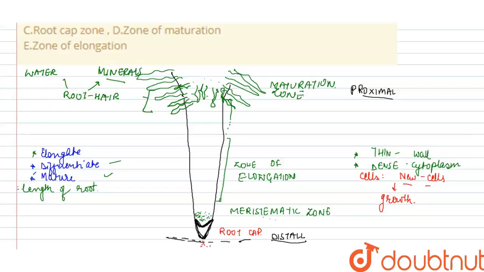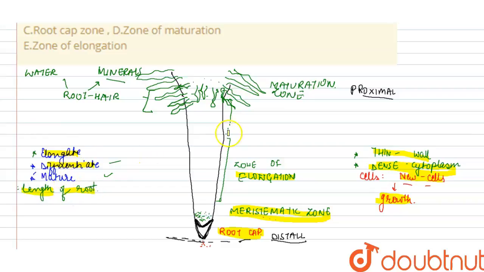Now we'll go back. The root cap covers the root and protects it. It is the most distal part. Above the root cap is the zone of meristematic tissue, which is thin walled and has dense cytoplasm, and it results in the formation of new cells and hence the growth of the root. Further above, there is a zone of elongation where cells elongate and differentiate, and hence it results in an increase in the length of the root.